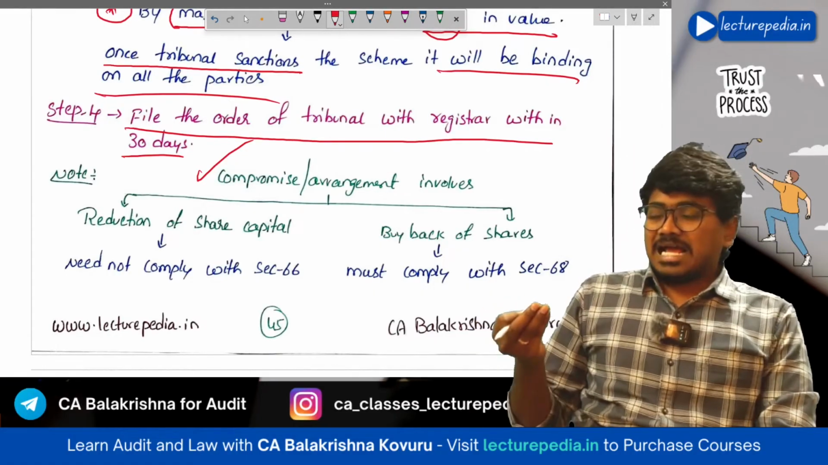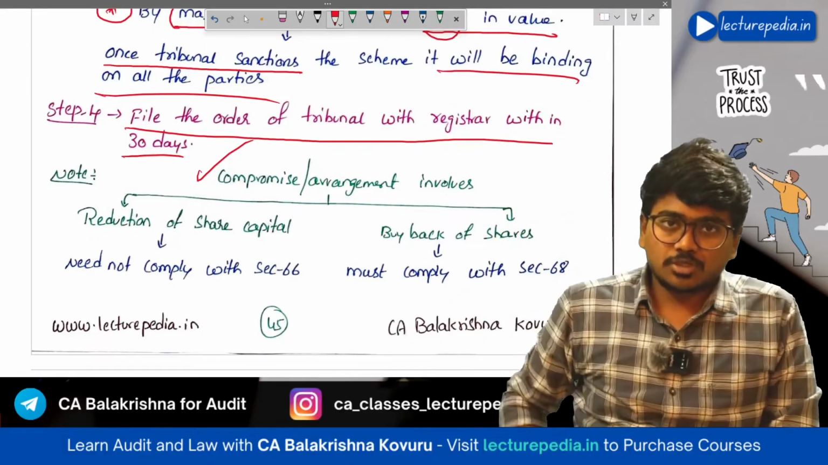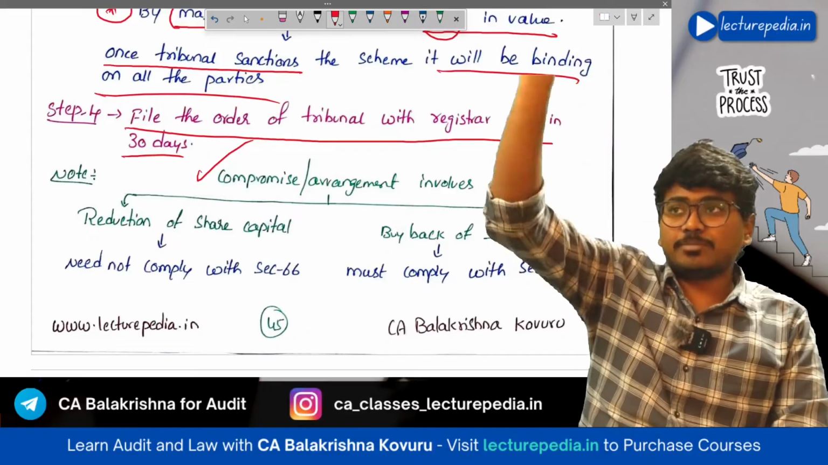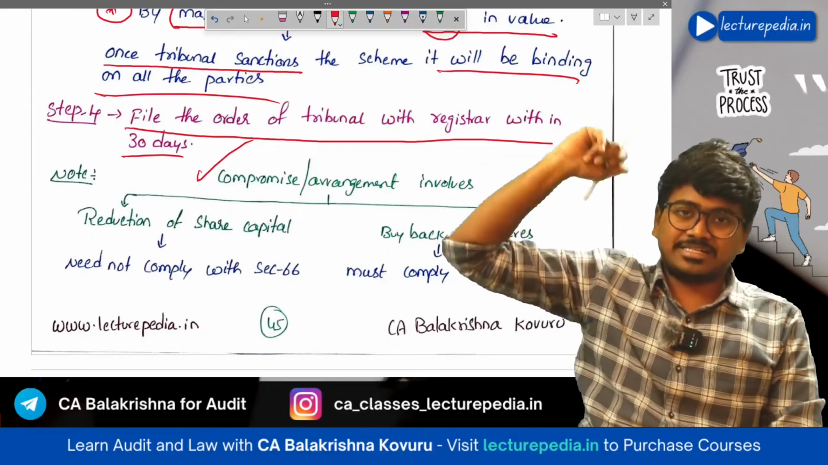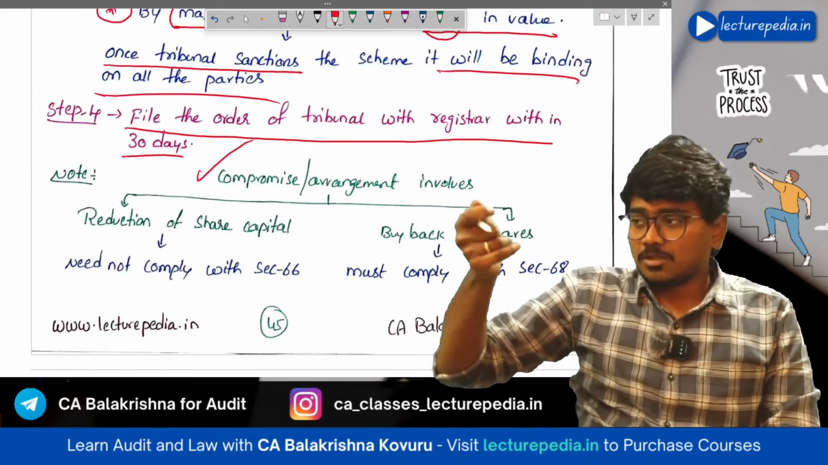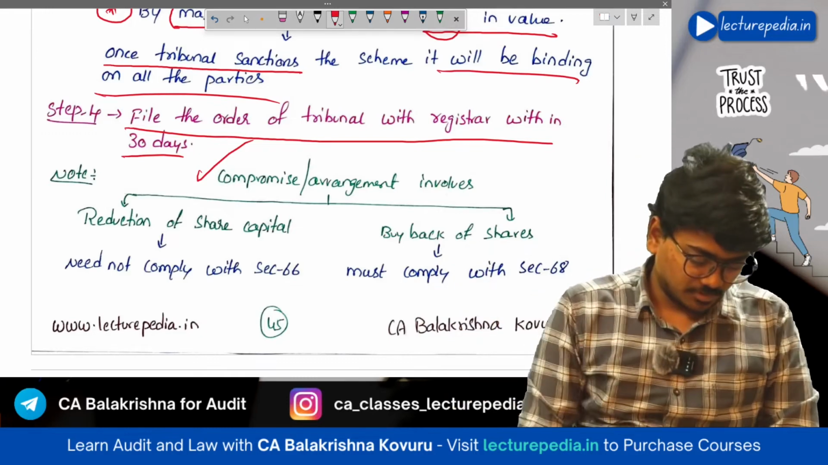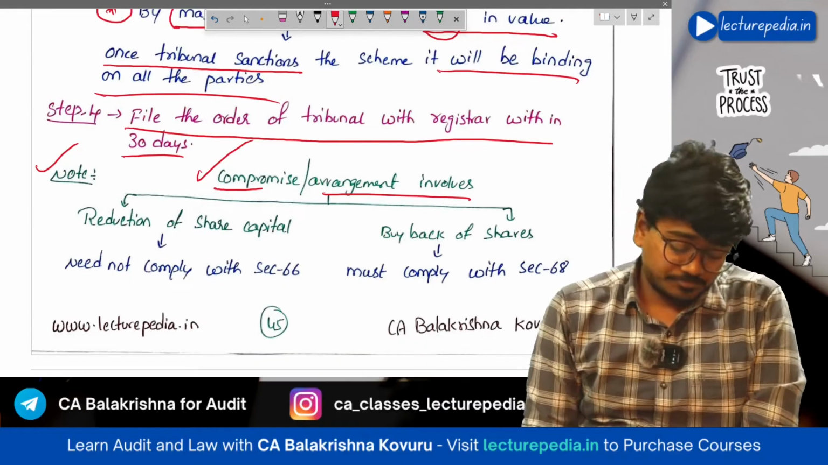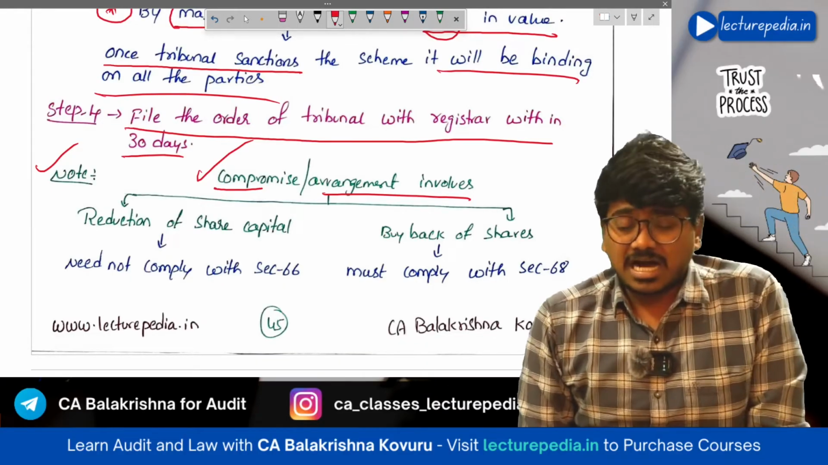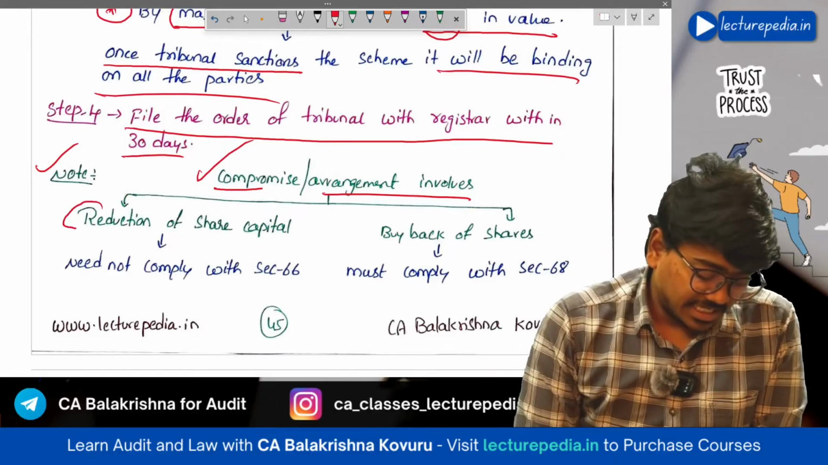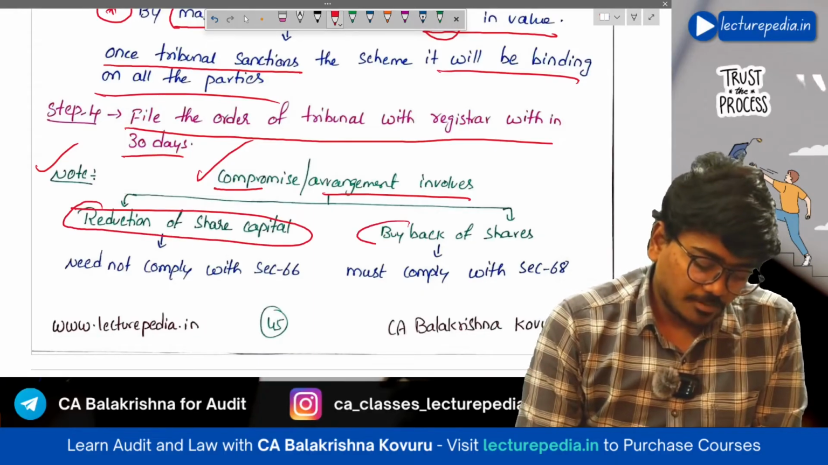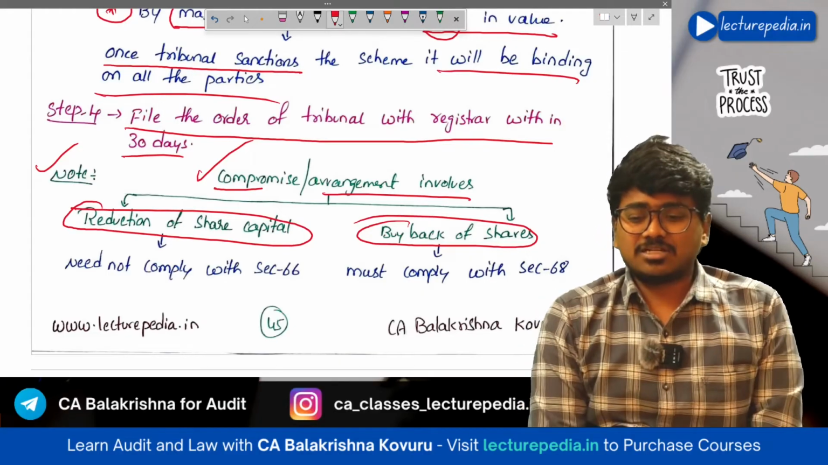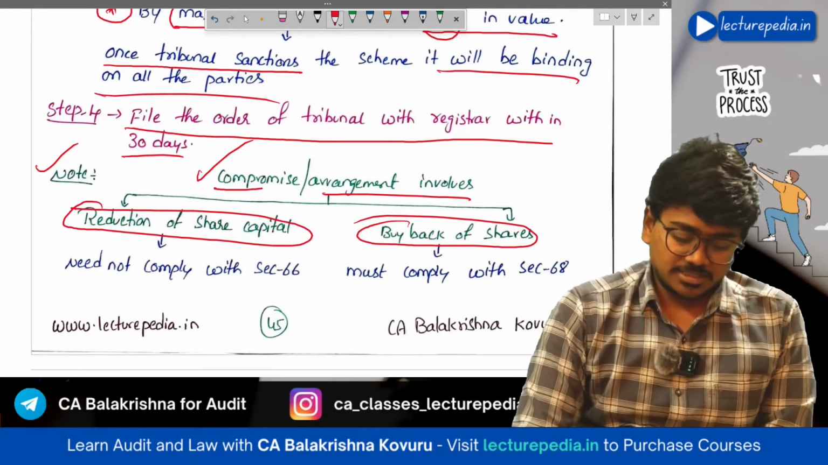Now, the tribunal has given the order of compromise or arrangement to the company. Now, this order has to be filed with the registrar of companies, ROC, within 30 days, to say that we have received the approval for the compromise or arrangement. Note, if the compromise or arrangement involves reduction in share capital or buyback of shares, first of all, what is the difference between reduction of share capital and buyback of shares?